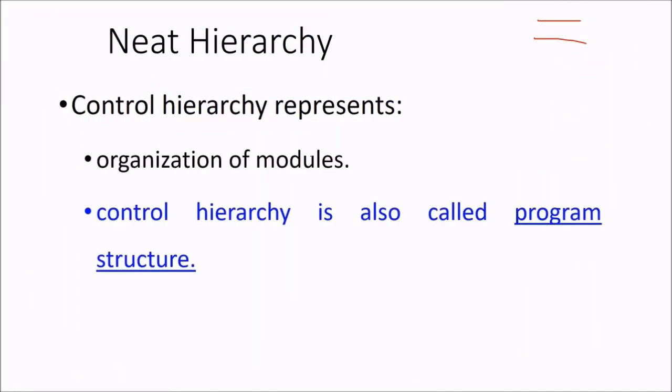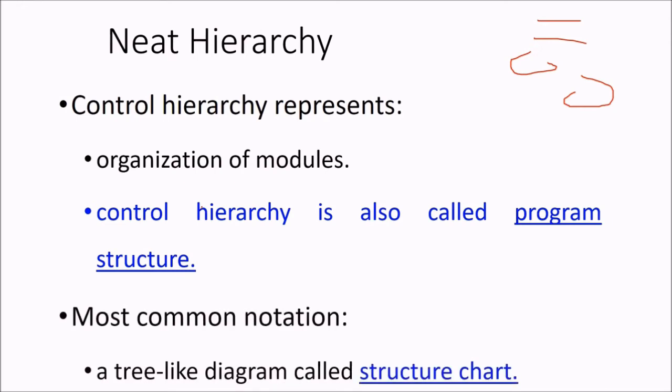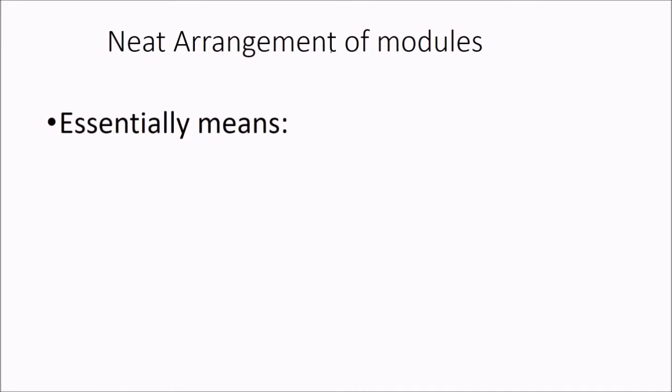We need to have a clear hierarchy. The control hierarchy should represent the organization of modules. The control hierarchy is also known as program structure. In common notation, we have seen it in the form of a structure chart, a tree-like diagram to represent this. It clearly shows the neat hierarchy. And what about neat arrangement of modules now? This means low fan out and abstraction. This we have also seen.